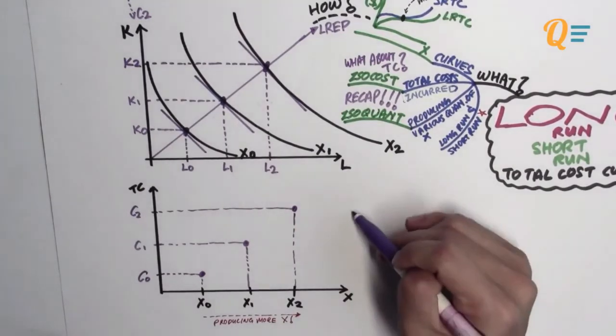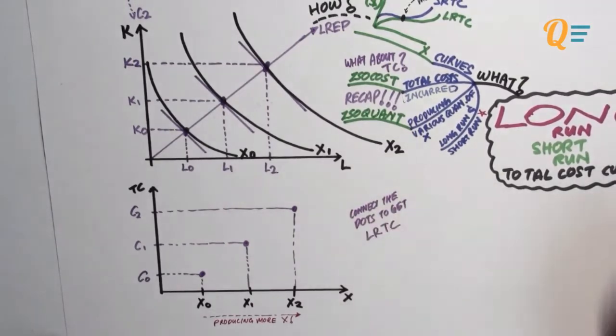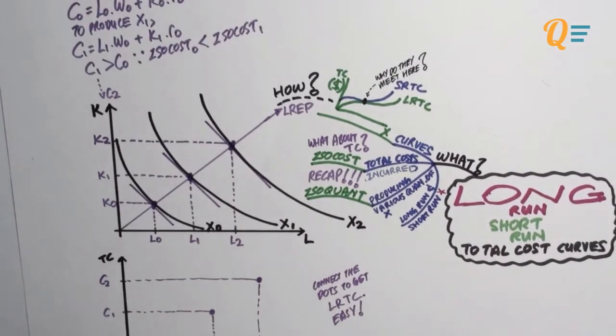Obviously, the total cost has to be increasing when you're producing more of it, right? So what you're going to do is connect the dots to get the long run total cost. See, is that easy, right? So now that we've done the long run total cost, let's talk about the short run.